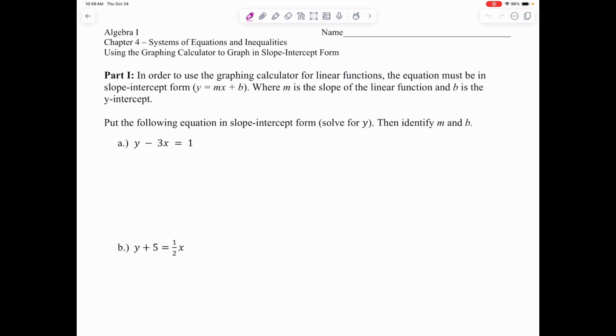So I want you to first start that as a beginning opening practice. You are going to put the following equations in slope-intercept form, which means you're solving for y, and then also identify the m and the b. So at this time, please pause the video, try questions A through D on your own, and then resume the video to go over the answers.